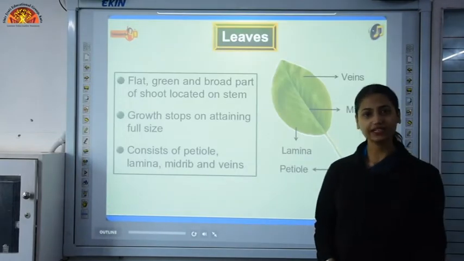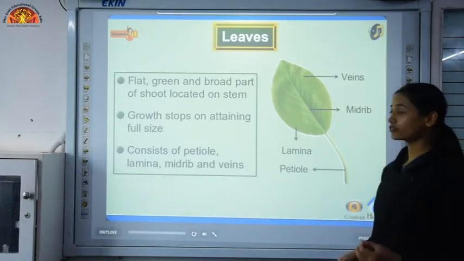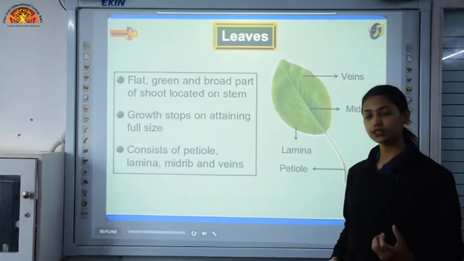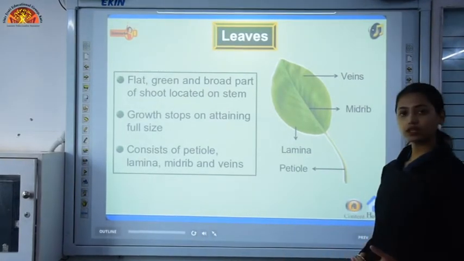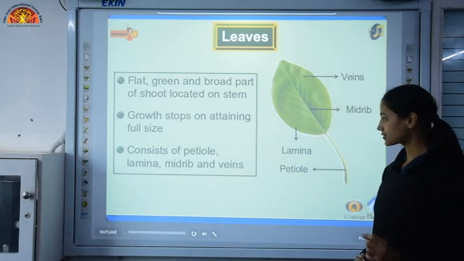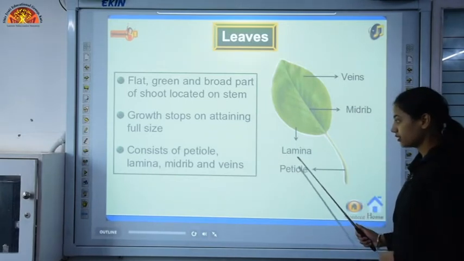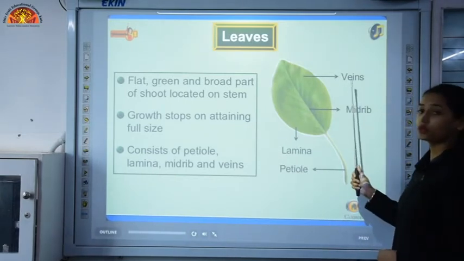In this we will cover topics like leaves, flowers and fruits. Leaf, you have seen a leaf, it is a green, thin, flat structure attached to the stem. So we will talk about the parts of leaves. It consists of petiole, lamina, midrib and veins.